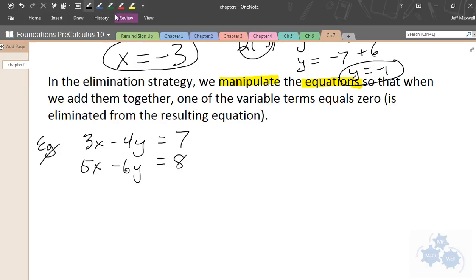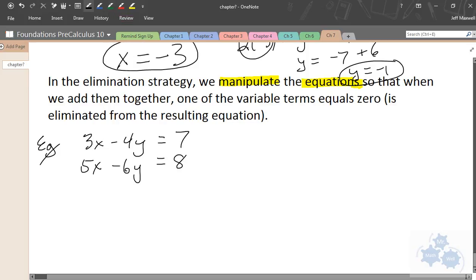What you have to remember is the variable terms when added together will equal 0 when the coefficients, that's the numbers, okay, let's look at x here, when the numbers themselves are the exact same, but the signs are what? Opposite, right? So if we can manipulate these equations to make this coefficient and this coefficient the exact same number, but with opposite signs, that's when we can add them together to eliminate one of the variable terms.